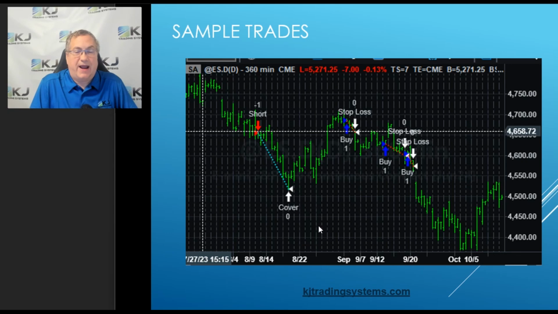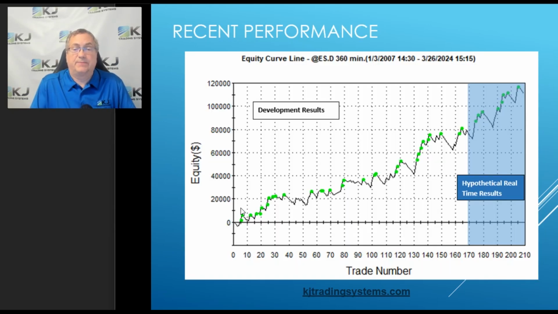Here are some sample trades. And you can see it hits the stop loss on occasion. It also gets some nice longer term trades, where it'll stay in the market over multiple days if it's going in your direction. Here's recent performance.